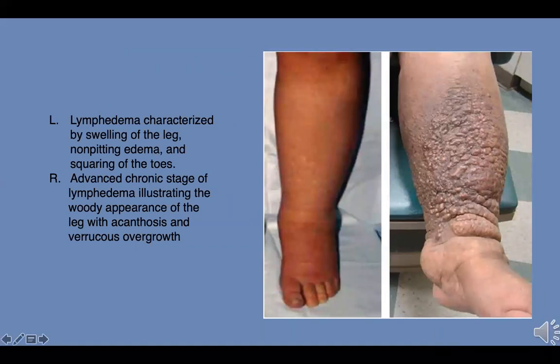These are pictures of lymphedema. The one on the left is characterized by swelling of the leg, non-pitting edema, and squaring of the toes. The one on the right is an advanced chronic stage of lymphedema, illustrating the woody appearance of the leg with acanthosis and verrucous overgrowth.